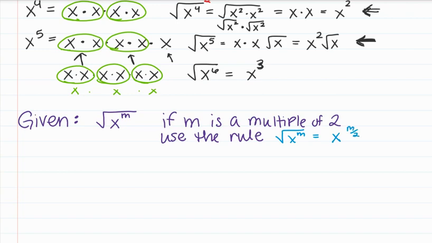That's what I was just saying, that if we have an even exponent, we just cut it in half, right? So then let's put to words what happens if m is not a multiple of 2.